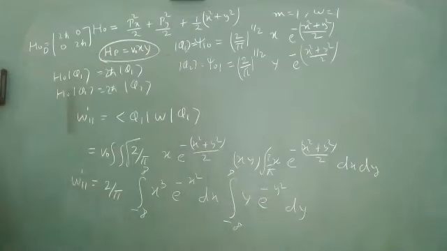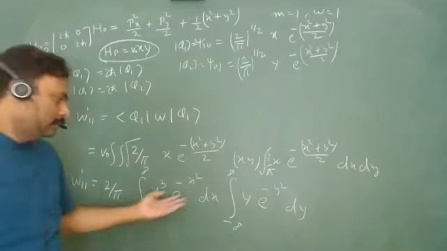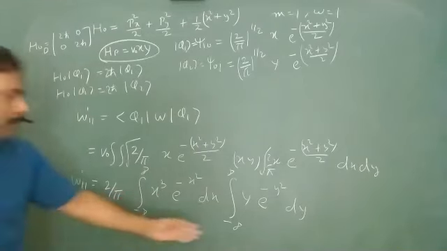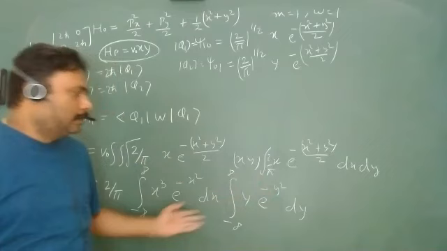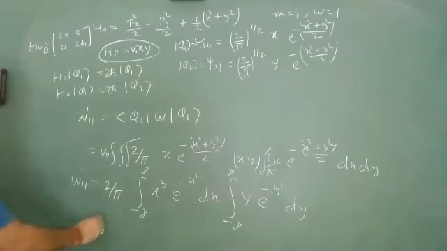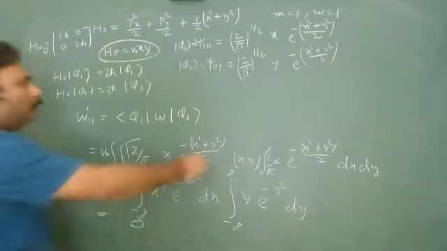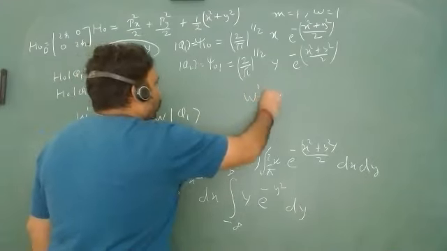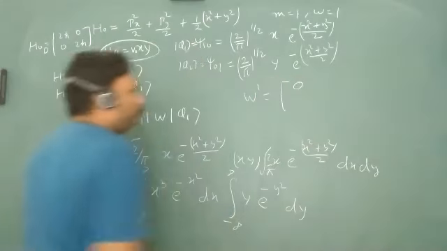What will be this integration? Can you please tell me what will be this integration? Why is it taking so much time? Zero. This is an odd function, minus infinity to plus infinity. This is 0, isn't it? So the first term W dash 1 1 is equal to 0.